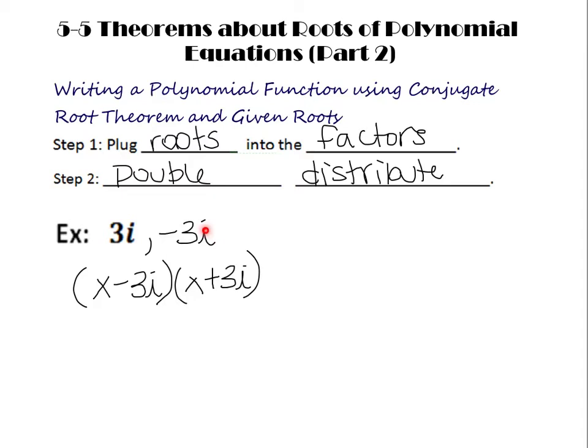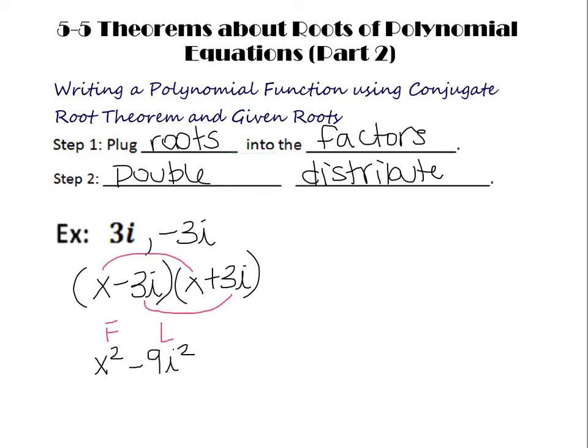Well, I'm not going to actually double distribute since these are conjugates. Instead of double distributing, I'm just going to say first times first and last times last, because my middle terms are going to end up canceling out. So for f, I say x times x, and I get x squared. For last, I'm going to say negative 3i times a positive 3i, and I get a negative 9i squared.